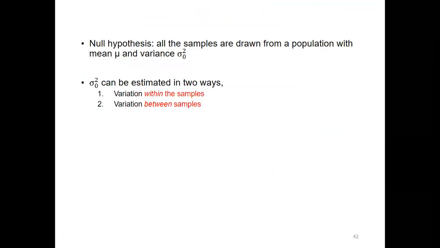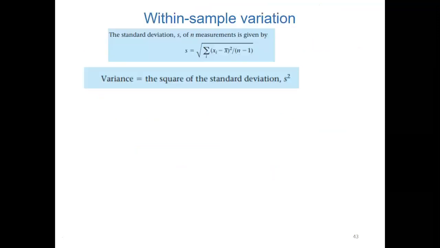Okay. And then we have to calculate the variation within sample and variation between sample. Now let's discuss how to do that calculation. So the first one is variation within sample. Variation within sample means we have to compare the values or the measurements in each condition. So in that case, we need the standard deviation and the variance.